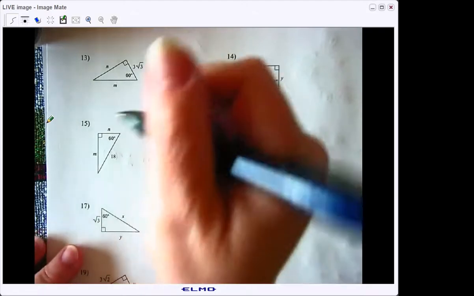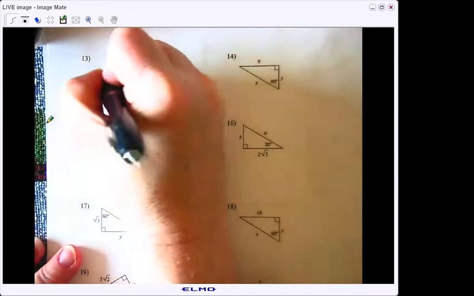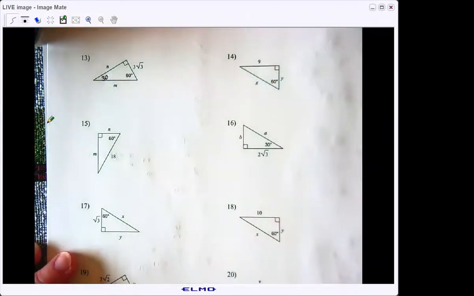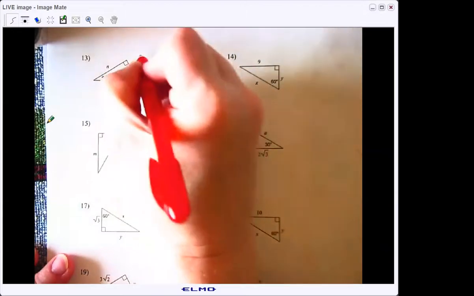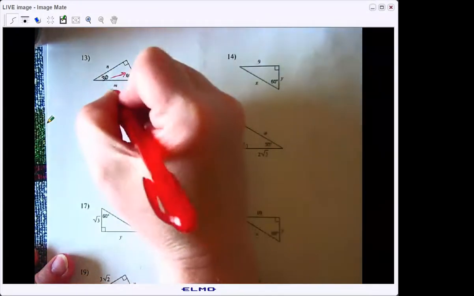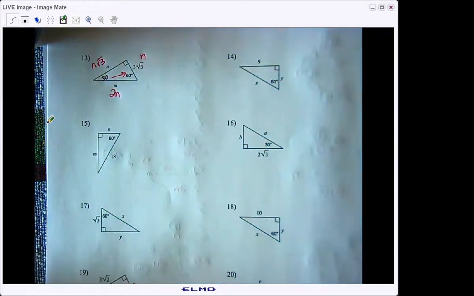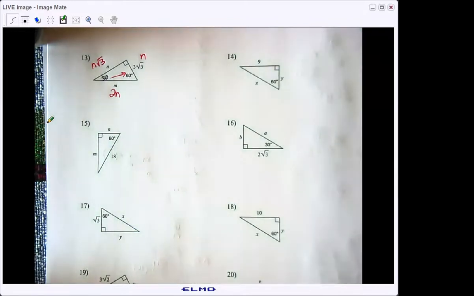So 13, here's my 30-degree angle. Opposite that is N, 2N, and root 3. When you're doing special triangles and you're learning them and practicing them, it does help if you have a different colored pen or pencil, so that you can label and it doesn't look so cluttered. Okay.